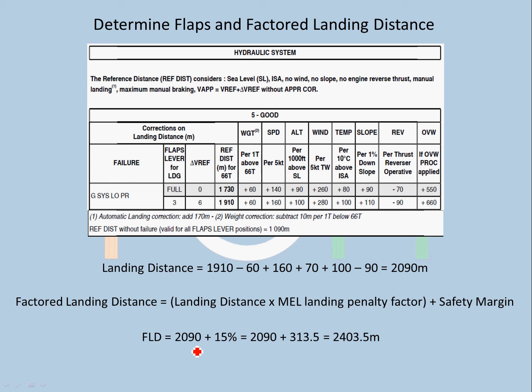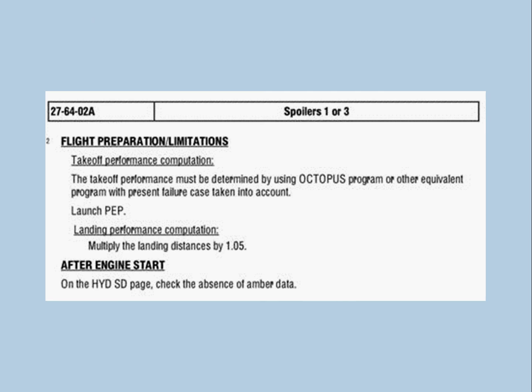So the landing distance is 2090, which is what we found out, and there's no MEL penalty factor, so it's nil, plus the safety margin of 15%. 15% of 2090 is 313.5, which gives us a total factored landing distance of 2403.5 meters. This should be within the landing distance available on the Jeppesen landing runway chart. Landing distance available beyond the glide slope, or you could even consider the full length in case of critical emergencies.